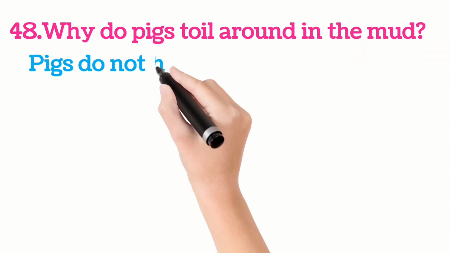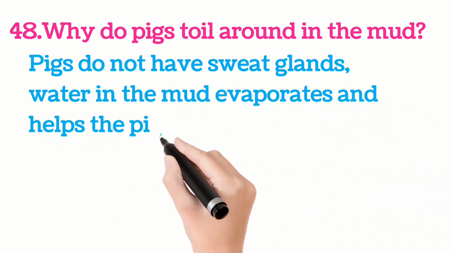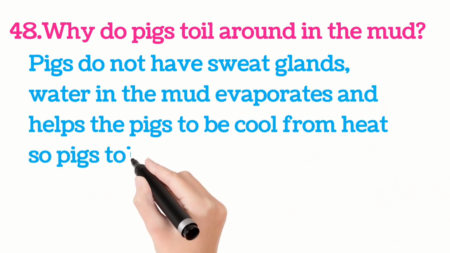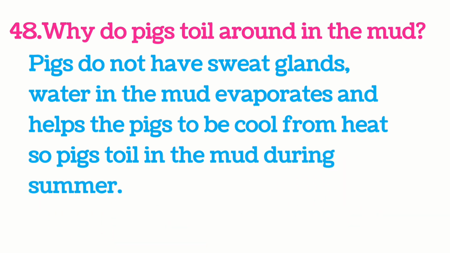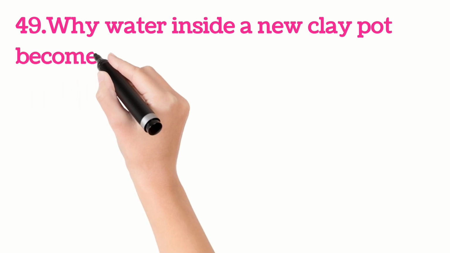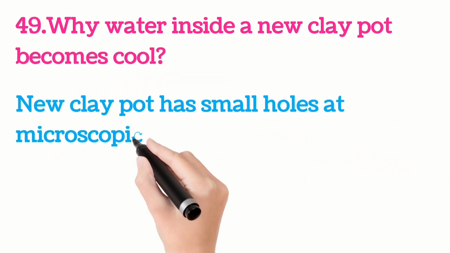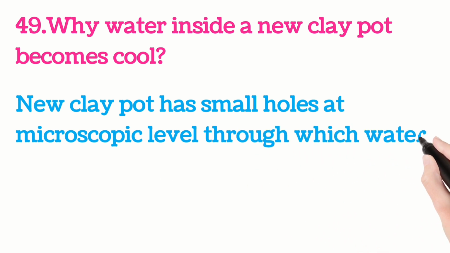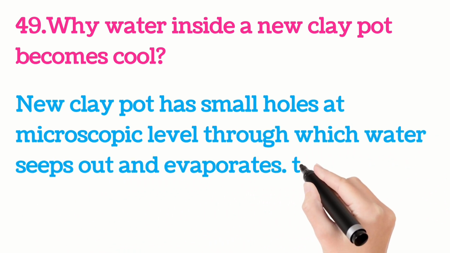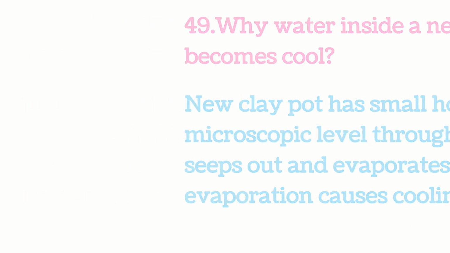Why do pigs roll around in the mud? Pigs do not have sweat glands. Water in the mud evaporates and helps the pigs to become cool from heat, so pigs roll in the mud during summer. Why does water inside a new clay pot become cool? New clay pot has small holes at microscopic level through which water seeps out and evaporates. This evaporation causes cooling.